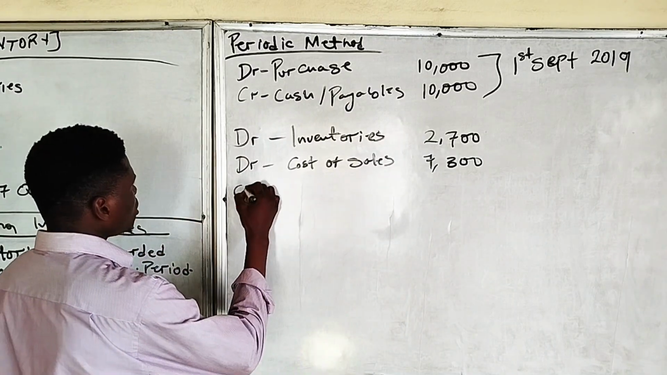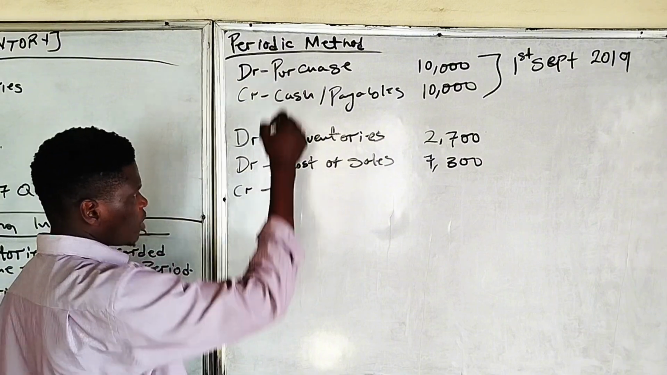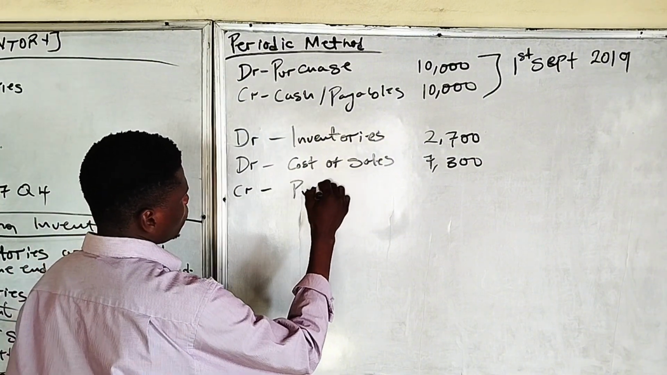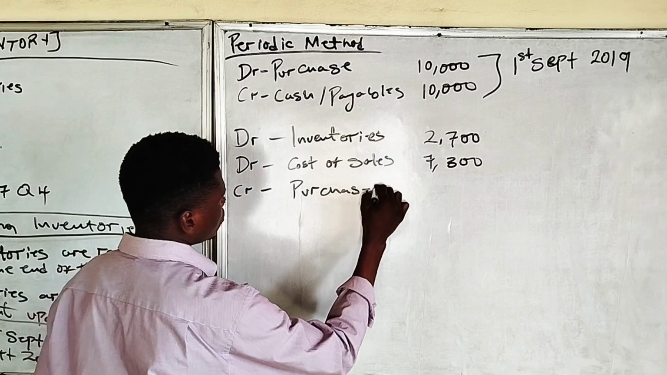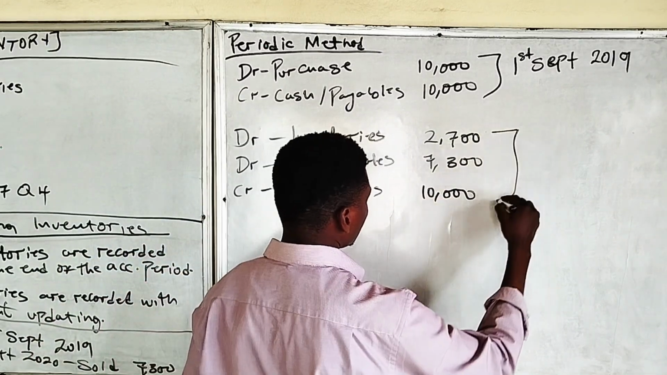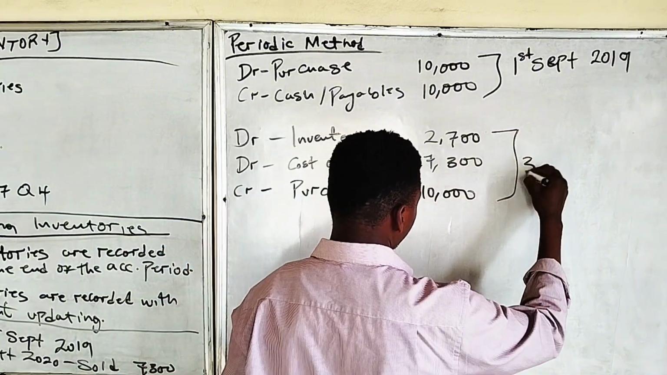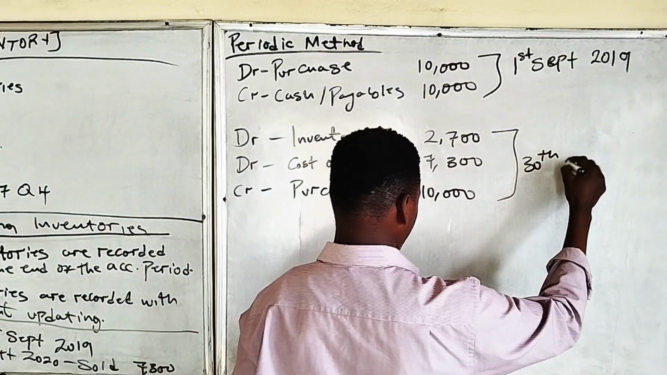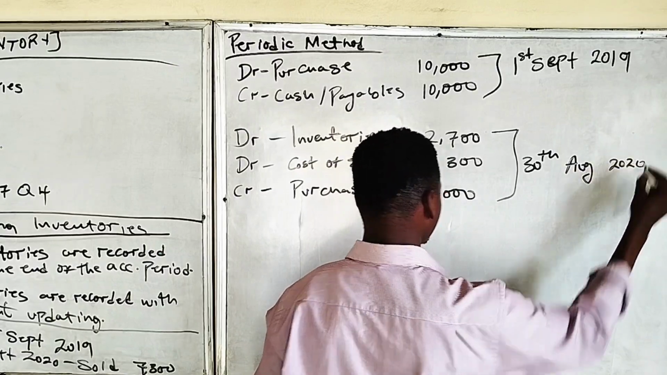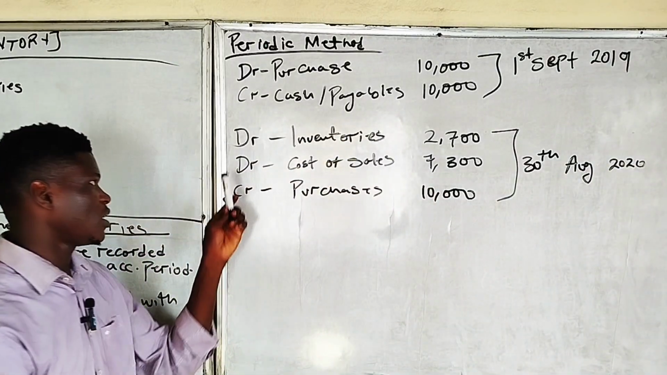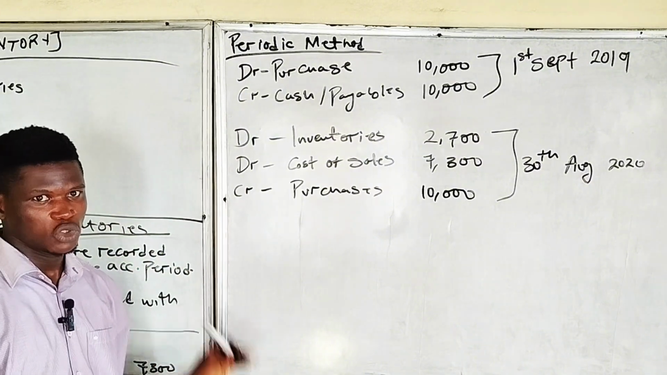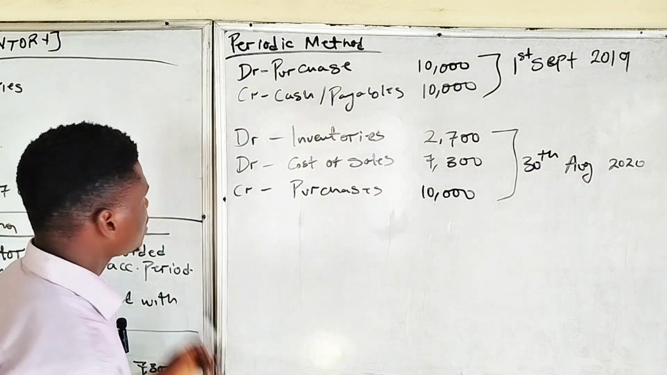Then we'll credit purchases, to offset the recognized purchases, 10,000. So as at the year end, which is 30th August 2020, that is when we'll recognize inventory. This is using the periodic method. So that's an illustration.